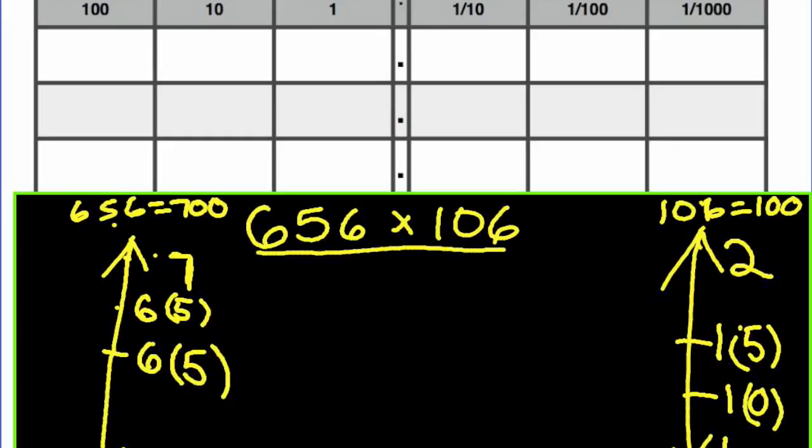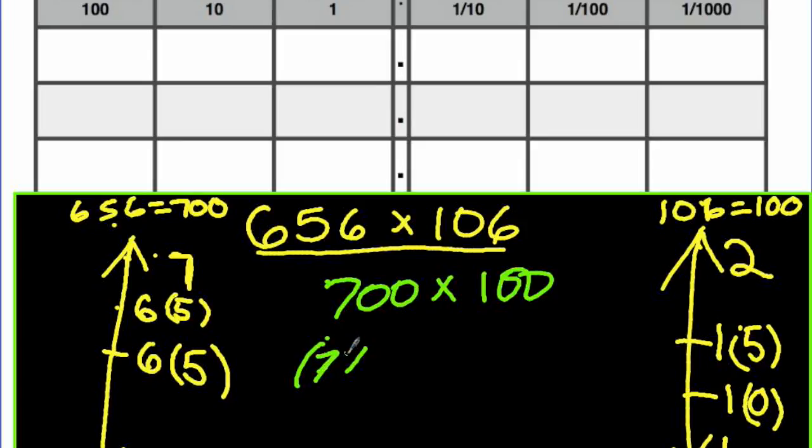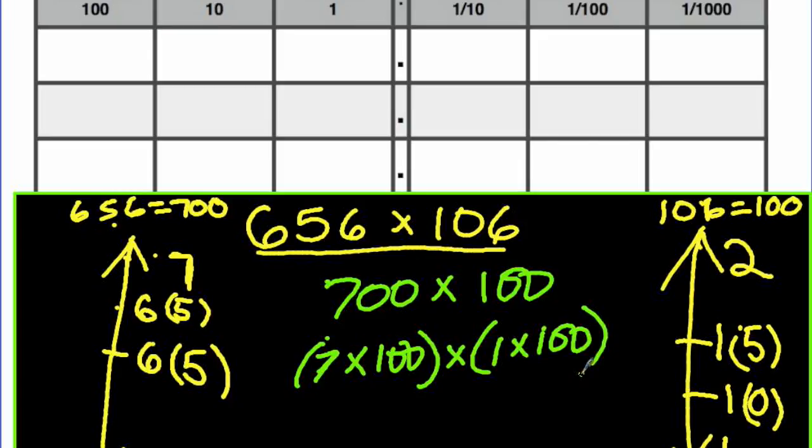And that's how I got the vertical number line. Good job. So what we're left with when we round is 700 times 100. If we did our distributive property, we could take 7 times 100 times 1 times 100, and then we can combine those numbers, right?